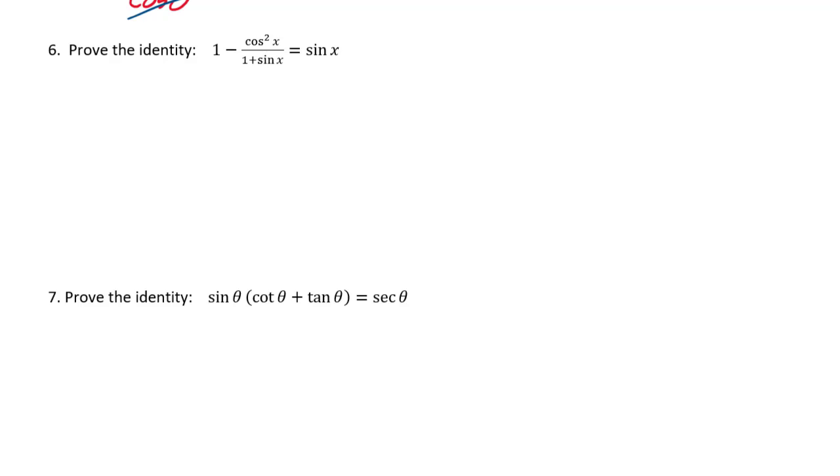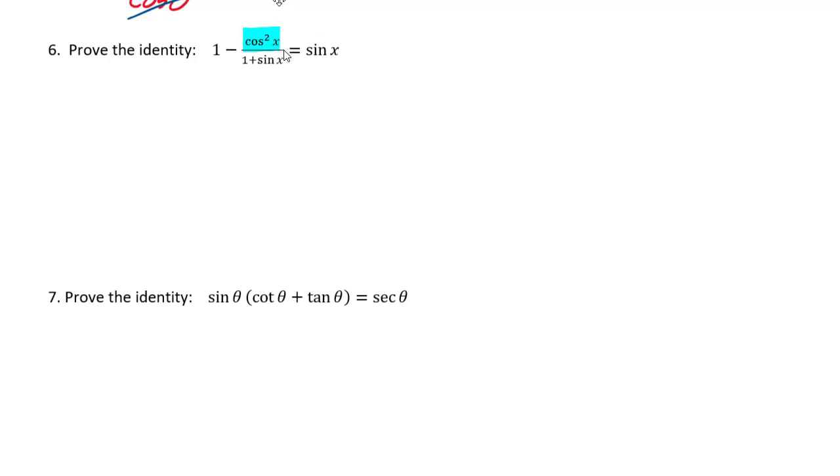Now with number 6 here, it seems like the same general thing. I'm going to start with the left side, hope that I can turn it into the right side with relative ease. I'm going to find a way to deal with that fraction first. So similar to the last example, I see that power of 2 and I immediately think maybe I can use a Pythagorean identity.